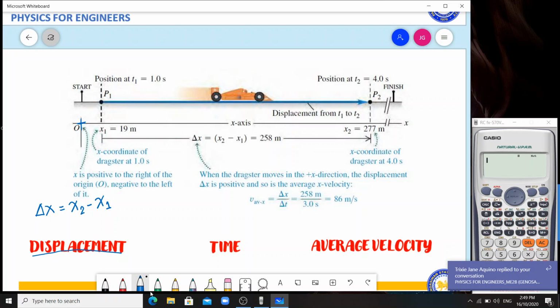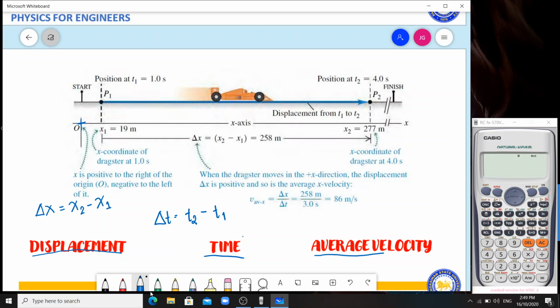And when we say time or time interval, that is the change in time. Mathematically, that is t2, the final time, minus t1, the initial time. When we say average velocity, that is the quotient between delta x over delta t.